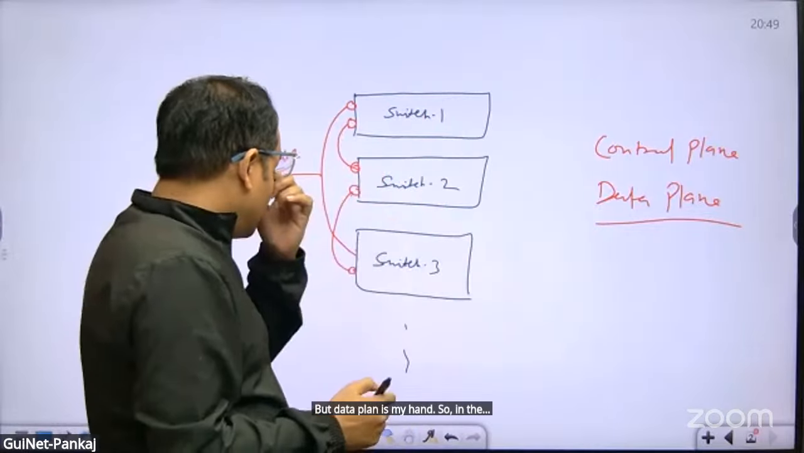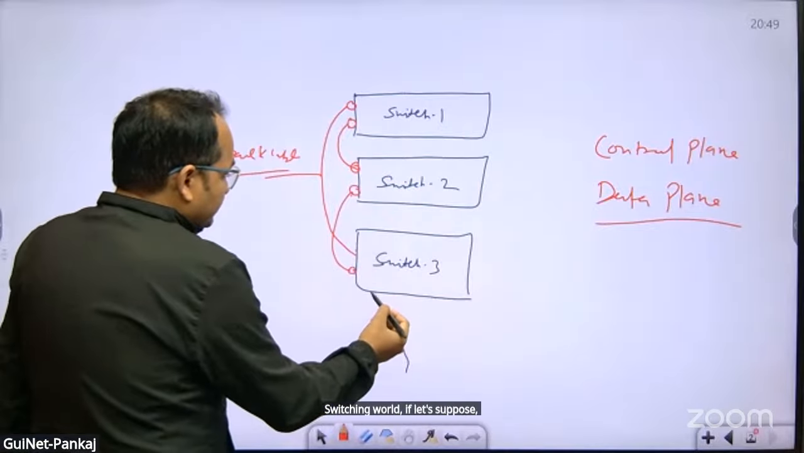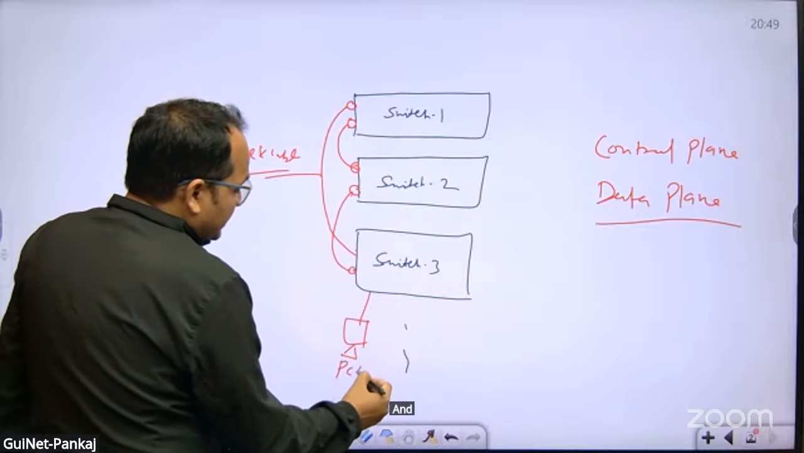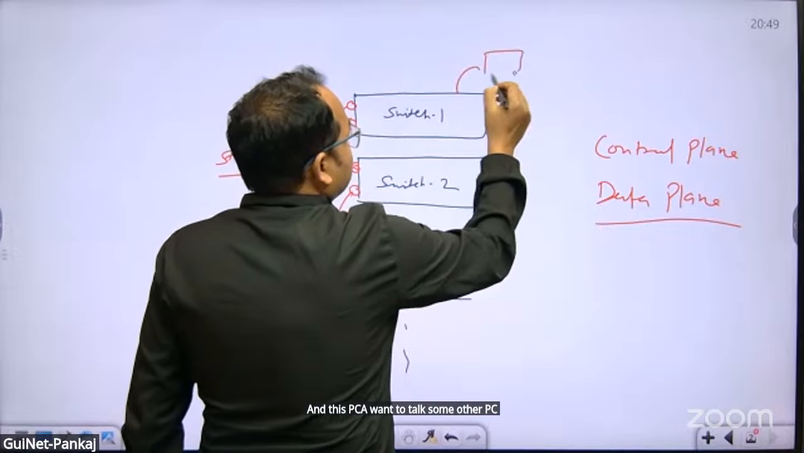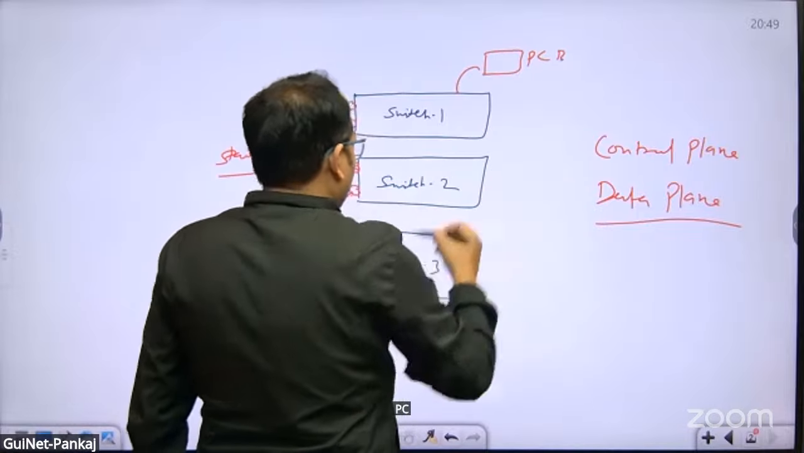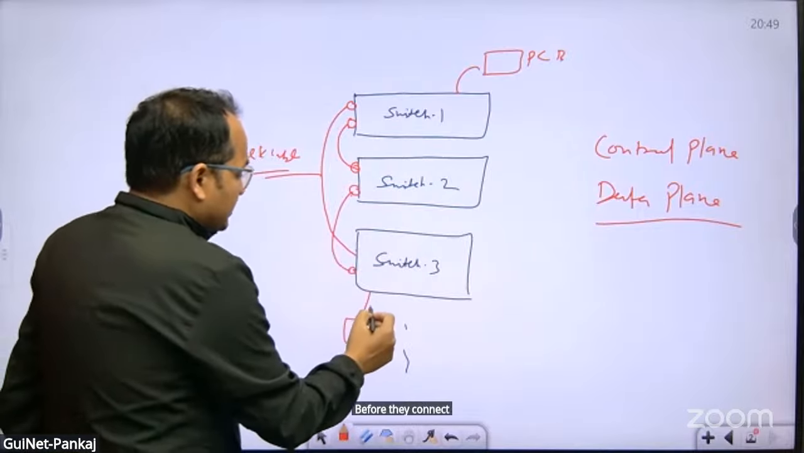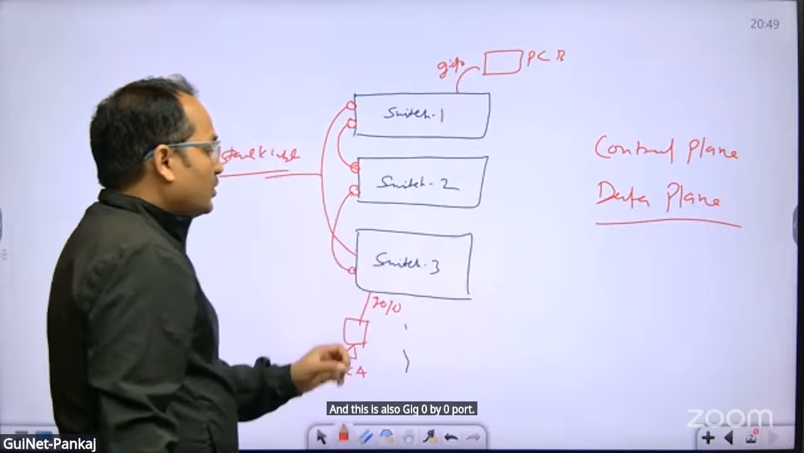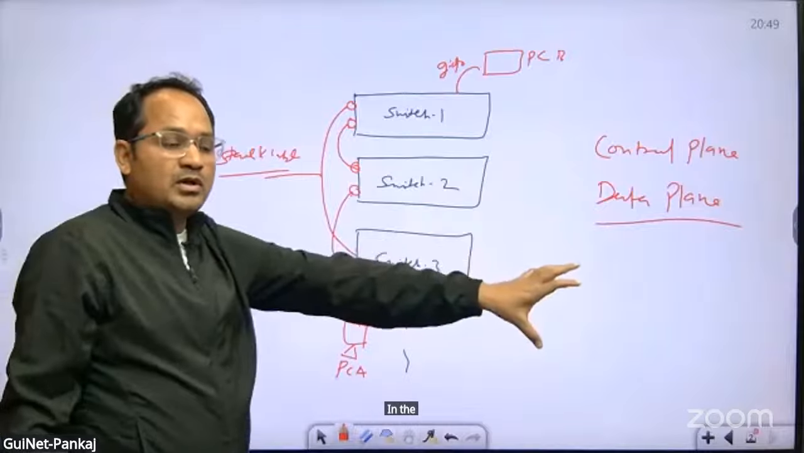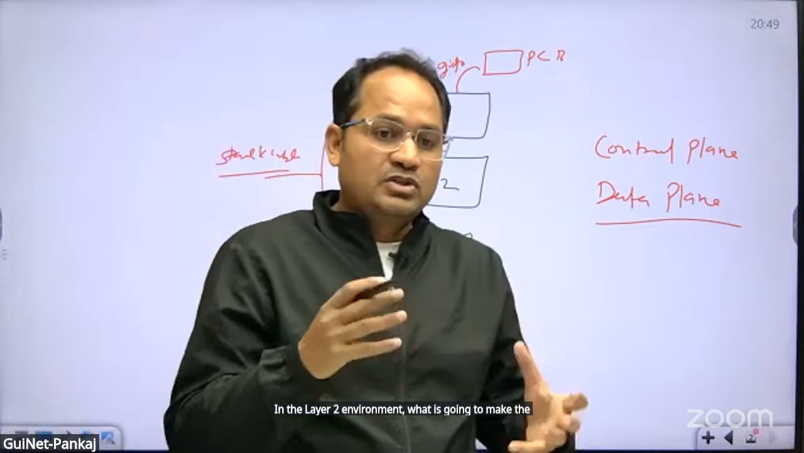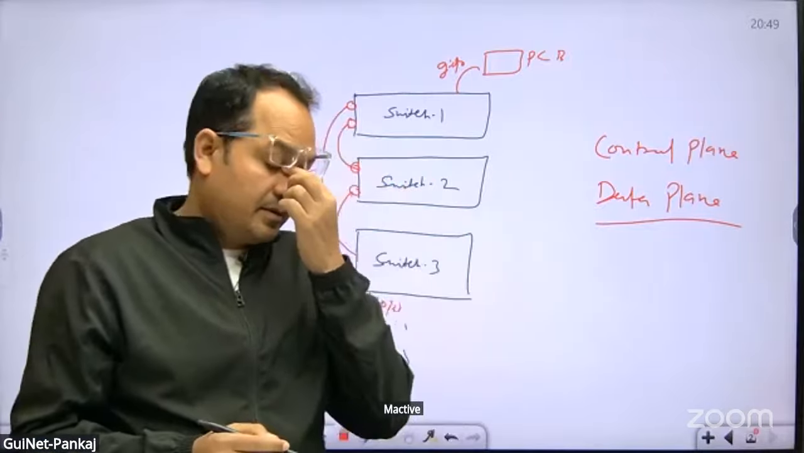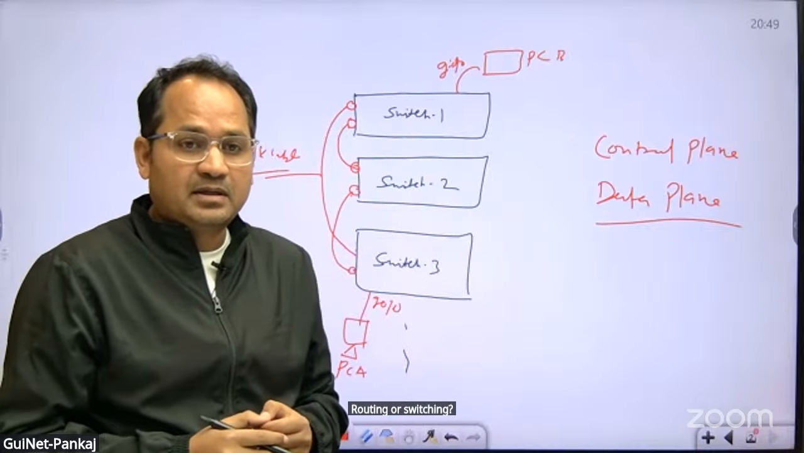So in the switching world, let's suppose any PC is connected here, a very basic example, and this PC A wants to talk to some other PC connected here, PC B. So this might be my gig 0/0 and this is also a gig 0/0 port. When they want to connect in the layer 2 environment, which table is going to provide the intelligence? Routing or switching? MAC table or IP? MAC table, right? So we have to take the MAC table.